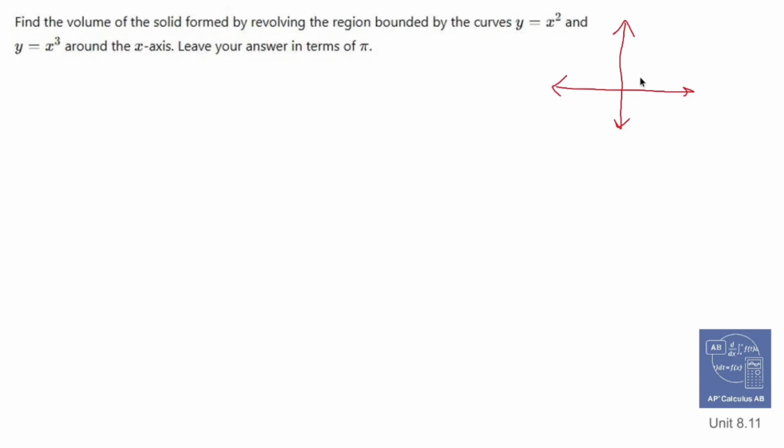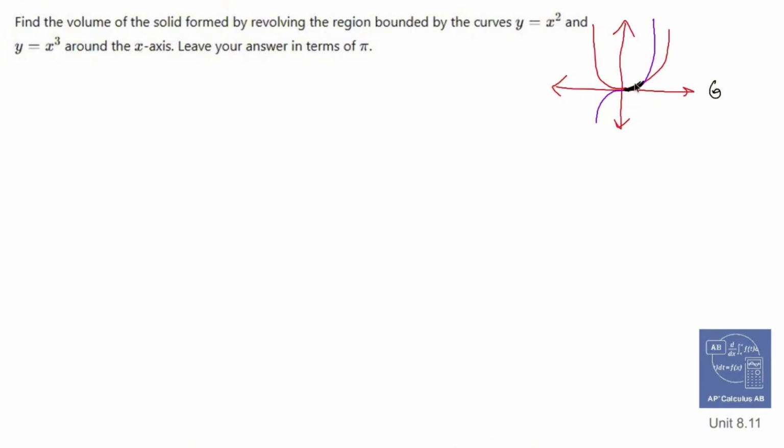y equals x squared is going to look like a U. Perfect. y equals x to the third is going to look like a U. So we have this tiny little sliver right there, and what we're doing is rotating it around the x-axis.